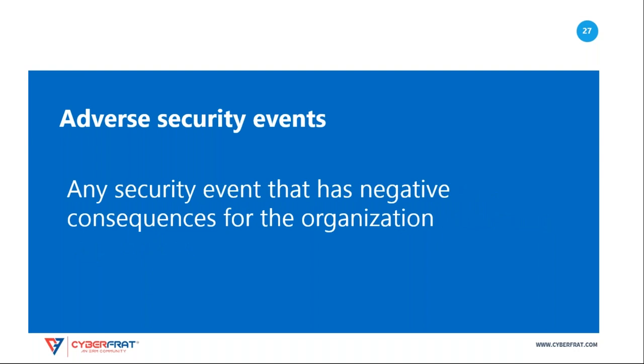Next is adverse security events. Adverse security events are a subset of security events that have some negative consequences. A user logging into a system with his or her assigned account would be a security event, but it wouldn't be an adverse event. However, a user logging into a system with someone else's account would be an adverse event. There are many other types of adverse events. Activities that cause a network segment failure, disclosure of sensitive information, the loss of critical data, or infection by malware would all constitute adverse security events.